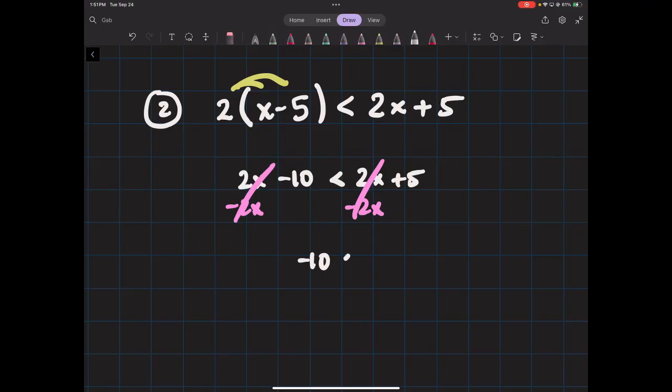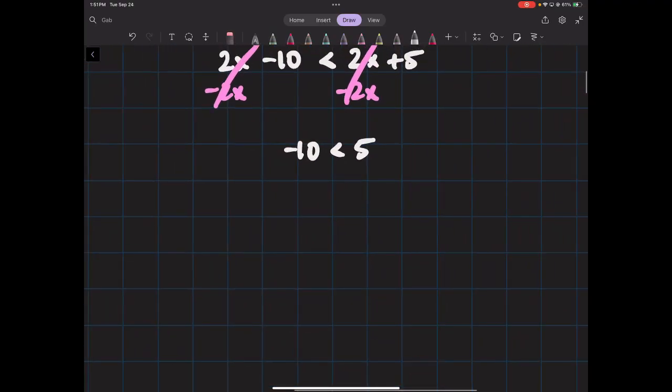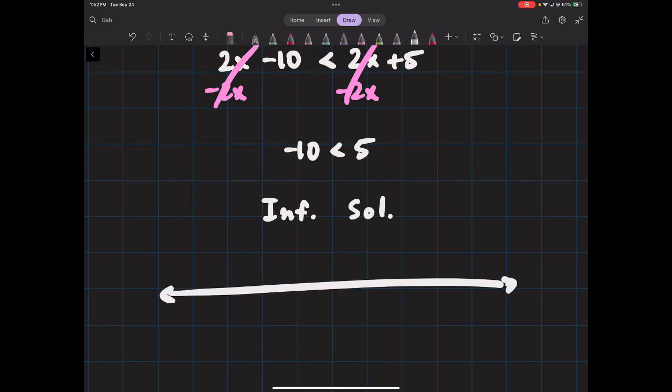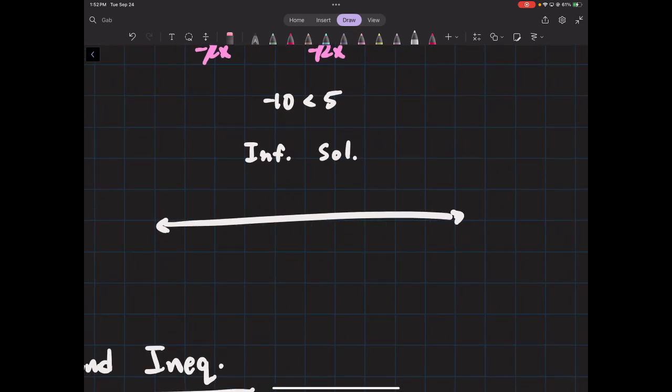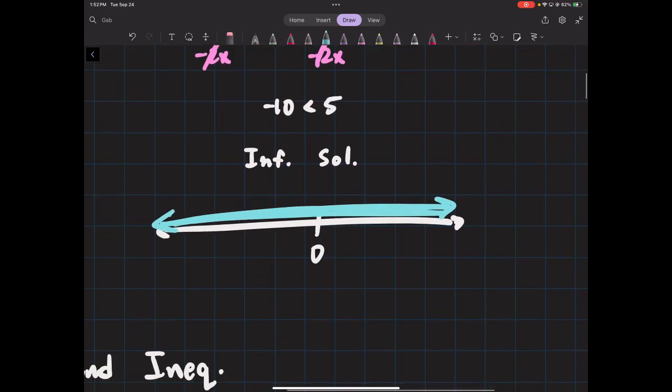So I think you've got to clean it up to see the statement. Is this true? 5 is bigger than negative 10? It's true. If in your head you say yes, then infinitely many solutions. Wait, you said no, that was no? Yeah, no for no. That means yes for infinite. If you were to graph it, it looks like this. Okay, that means all numbers, any number for x. Was it x? Yes. Any number for x will work.